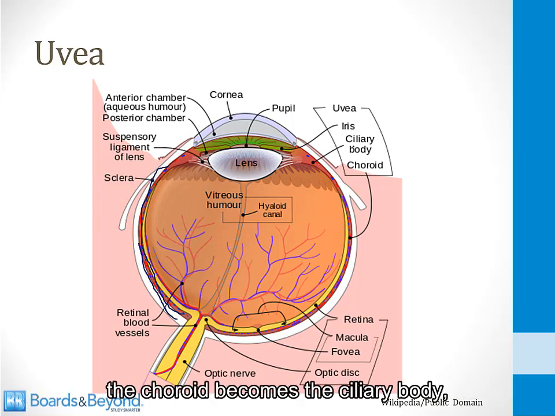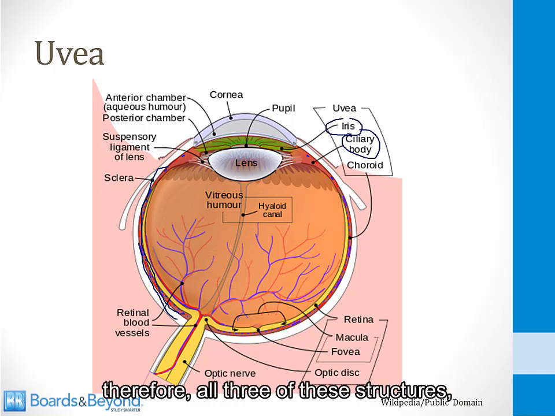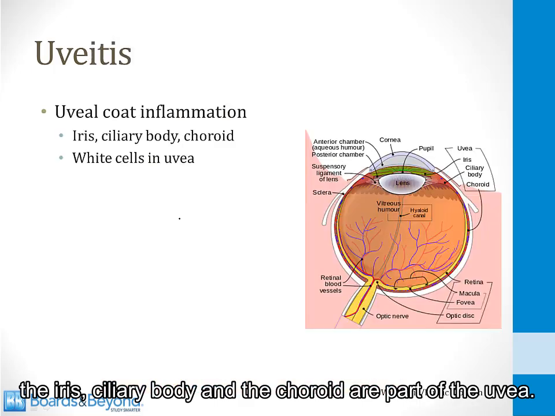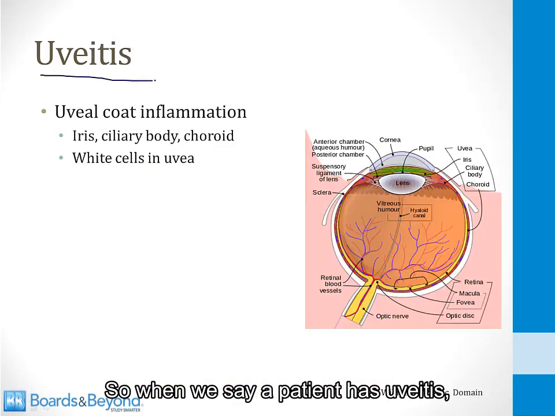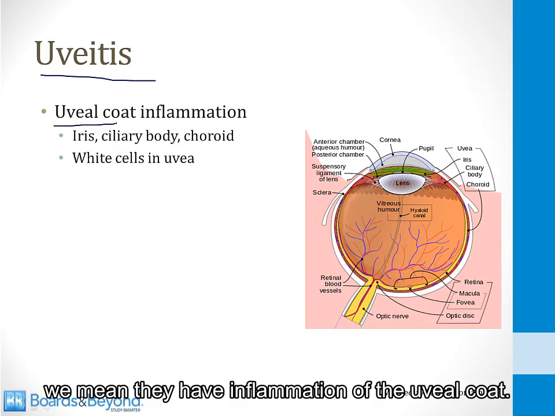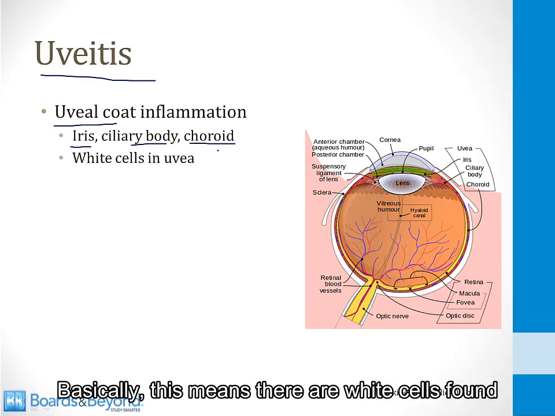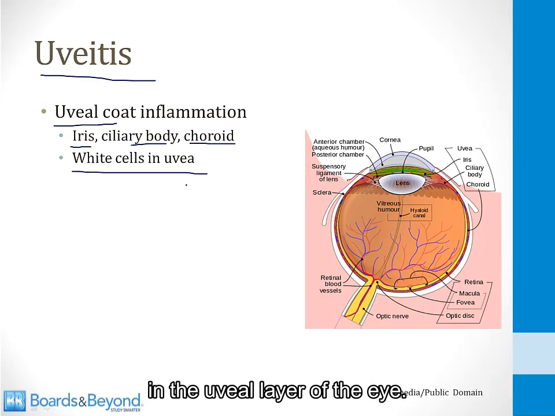However, in the front of the eye, the choroid becomes the ciliary body, which blends into the iris. Therefore, all three of these structures, the iris, ciliary body, and the choroid, are part of the uvea. So when we say a patient has uveitis, we mean they have inflammation of the uveal coat. It may involve the iris, the ciliary body, or the choroid. Basically, this means there are white cells found in the uveal layer of the eye.